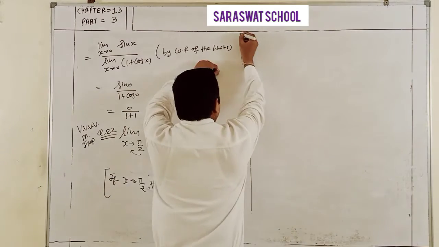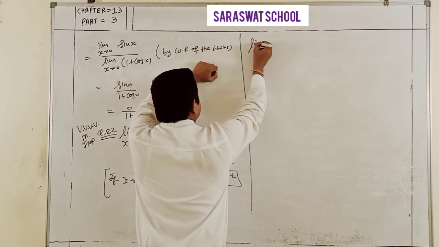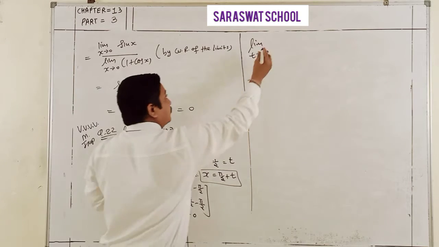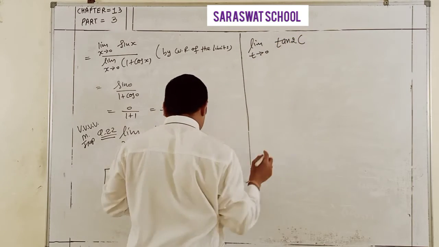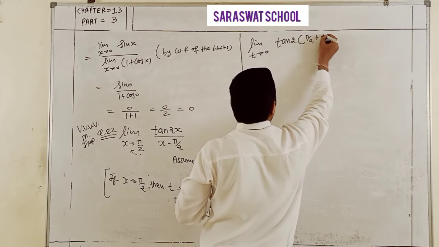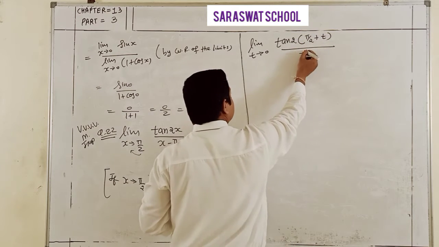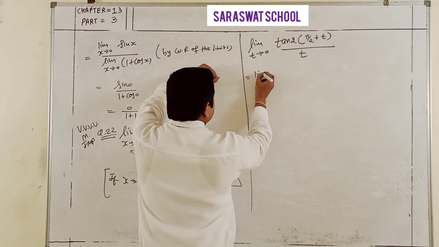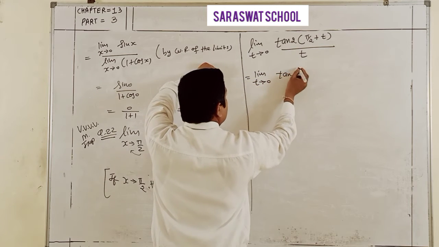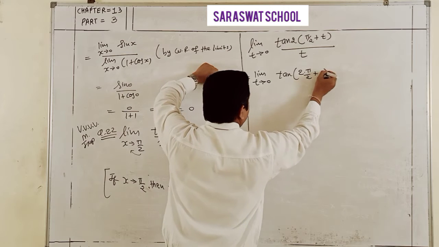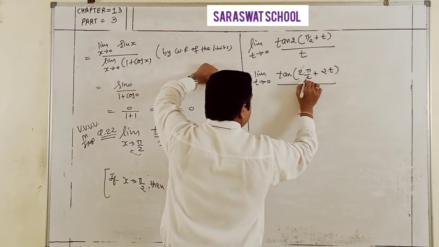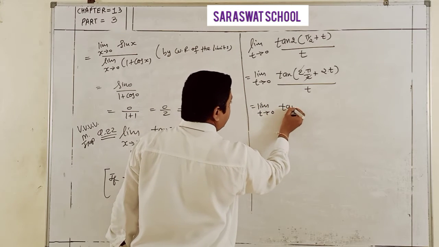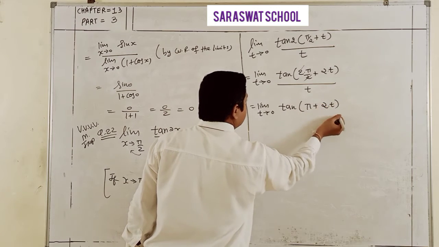Now let us continue with the solution. Limit t tends to 0, this is the changed limit. Here tan of x, which is pi by 2 plus t, upon x minus pi by 2, which is t. Now taking it inside, limit t tends to 0 of tan(2 times pi by 2 plus 2t) upon t. This and that cancel, so you have only tan(pi plus 2t) upon t.